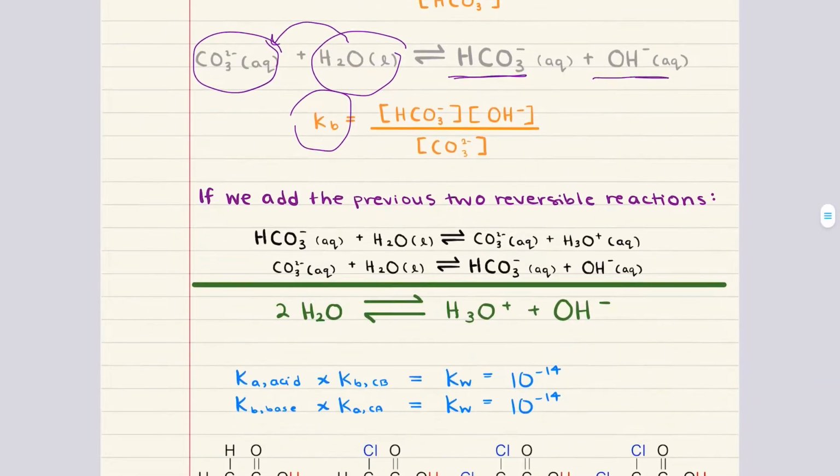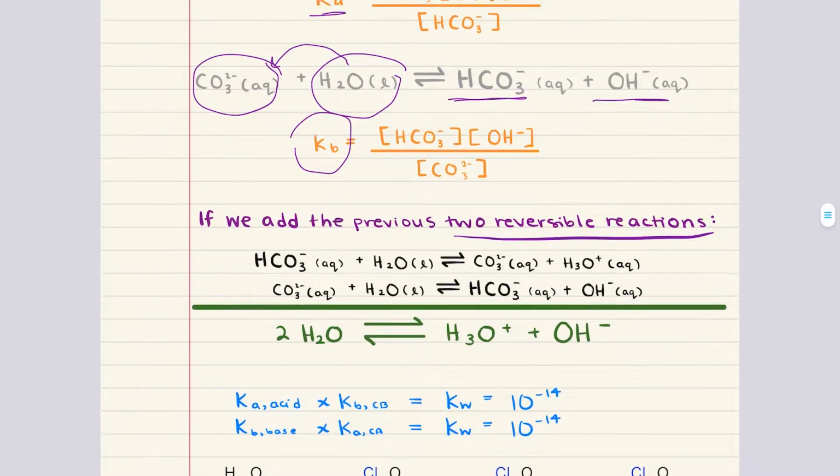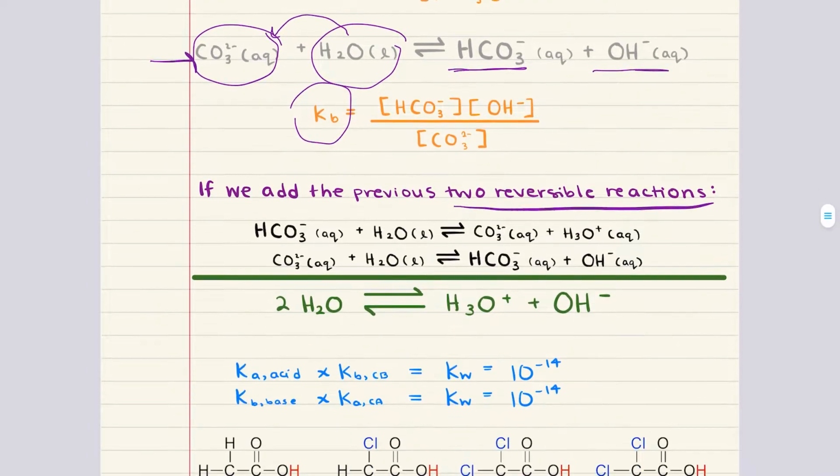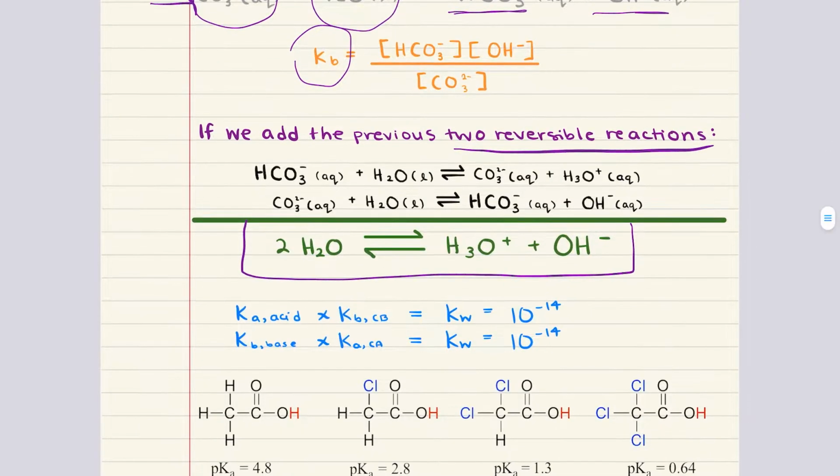The point here is if we add these two reversible reactions that we have written here, and note that they are just the reverse of each other, what we get is the autoionization of water. And that means if we multiply the acid dissociation constant for the acid and the base dissociation constant for the conjugate base, what we're going to get is our water dissociation constant, which is equal to 10 to the minus 14. So for any conjugate acid-base pair, this relationship holds true.